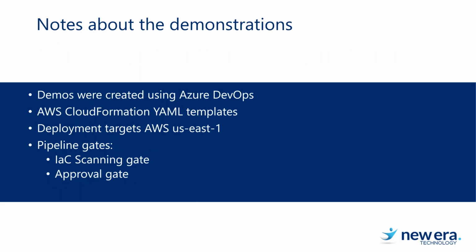And some quick notes about these demonstrations. They were created in Azure DevOps. The templates themselves are AWS CloudFormation YAML templates, so they are that serialization language. The deployment targets AWS US East 1 region in Northern Virginia. And the pipeline gates that we've put in place are an infrastructure as code scanning gate and an approval gate.